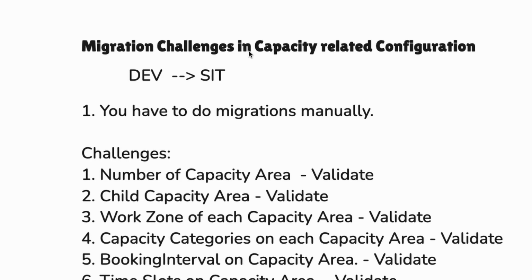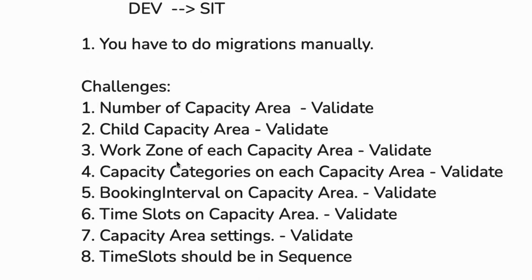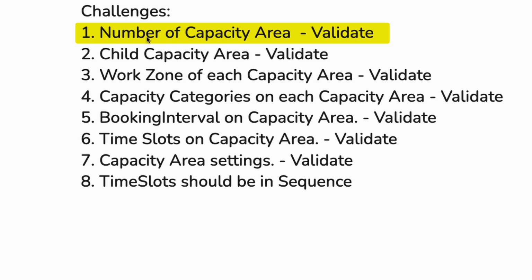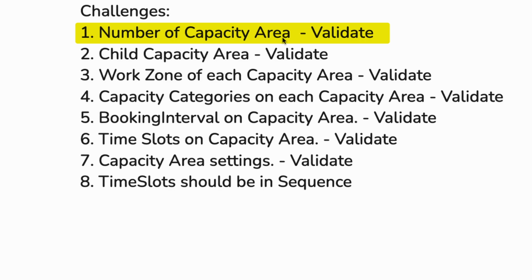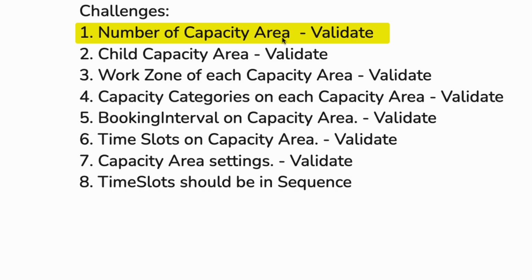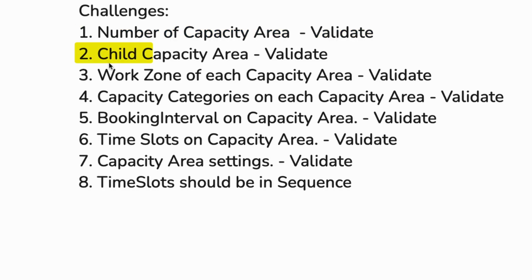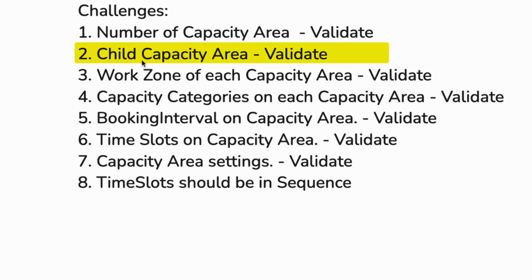But how to validate? Let me discuss the challenges. How to validate the number of capacity areas. Suppose I have 100 capacity areas in the dev environment, and manually we have created 100 capacity areas in SIT. And each capacity area has settings. So how to validate that it is properly migrated or in sync? Same way, a capacity area can have child capacity areas. So again, we have to validate that both environments are in sync.